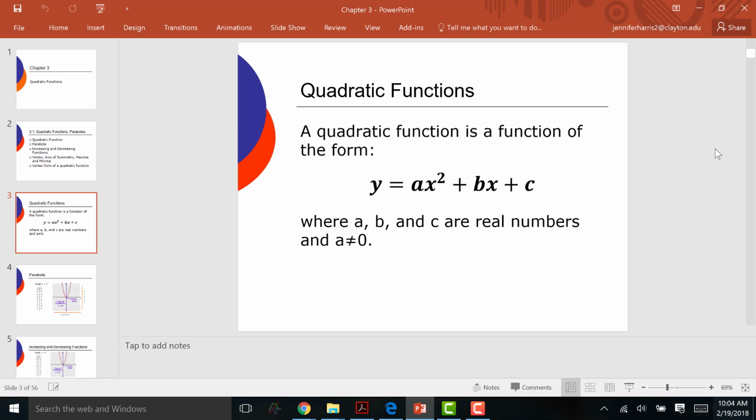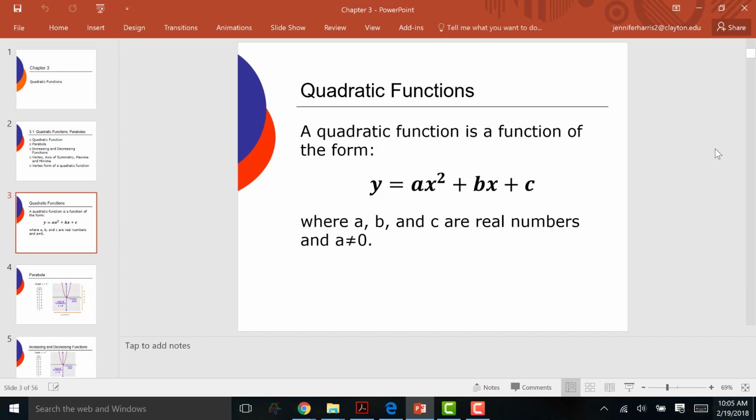Except what? a cannot be what? What's that equal sign with a slash through it mean? a cannot equal 0. Why can't a be equal to 0? It messes it up. How does it mess it up? Because of the exponent, and because of 0, what happens? It becomes zero. And what happens when this becomes a 0? It's no longer quadratic. What is it now? y equals mx plus b.